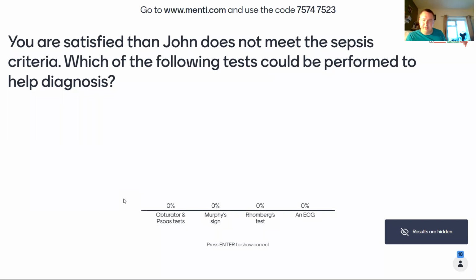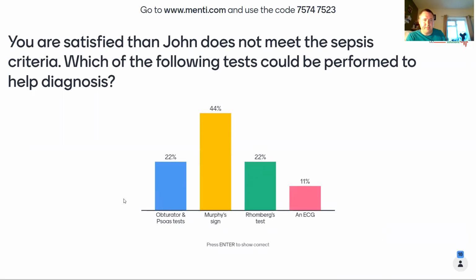Let's see where we're all going. So some bandwagon jumping on there. I see now I've put the answers up. A few people going for B, just because everyone else has. Fine, okay. So the correct answer there is the obturator psoas sign.